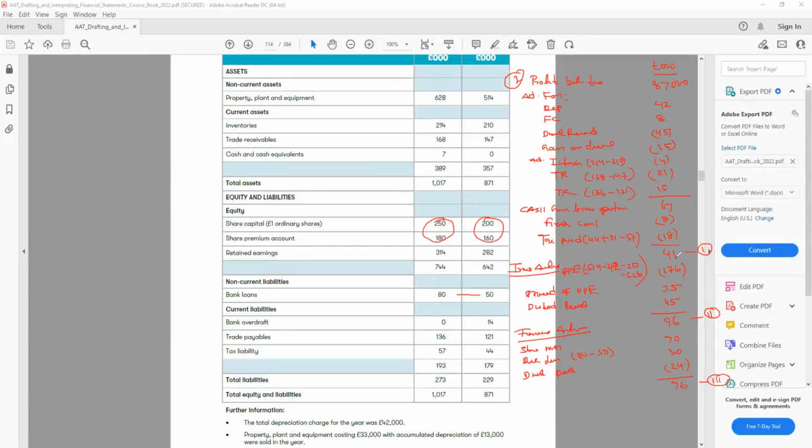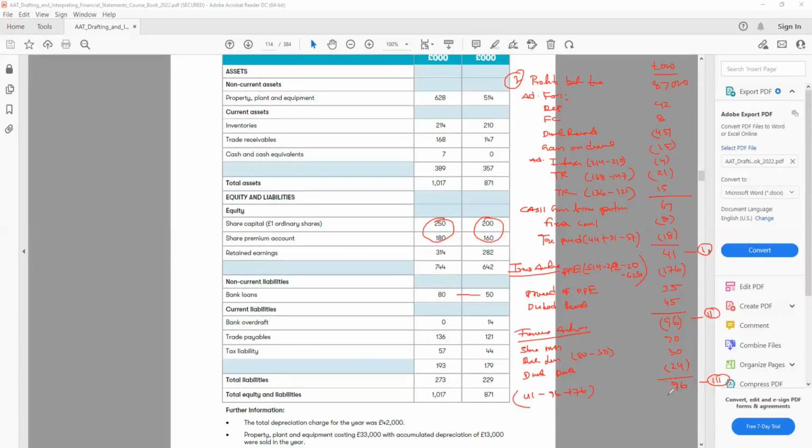Now we have to combine all these 3. So 41 from operating, minus 96 from investing, because we still have a minus on the investing, plus 76 from financing, and that will give us a total of 21.